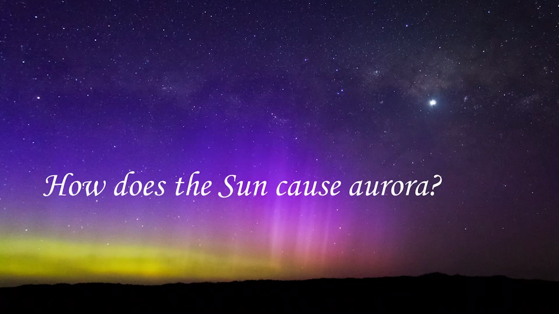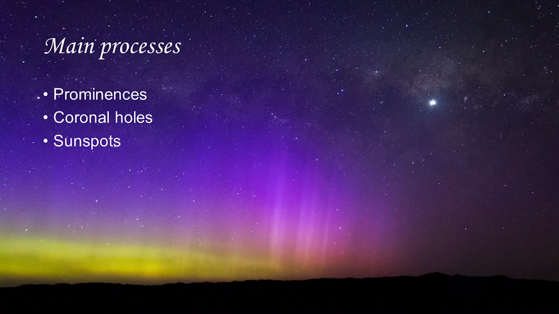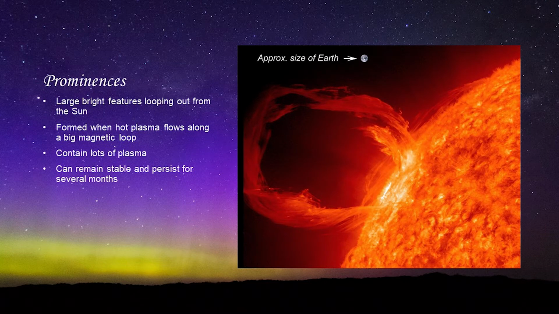So how does the sun cause aurora? There's a few processes that do this, which I'll go into a little bit of detail on. The first one are prominences, coronal holes, and sunspots. Now, a prominence can be seen as a large, bright feature looping up from the sun. It's prominent, hence its name.